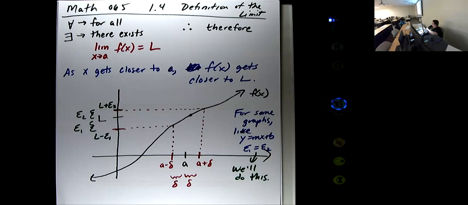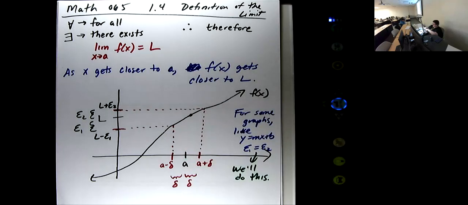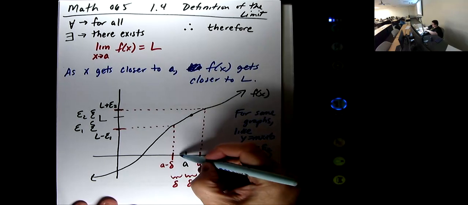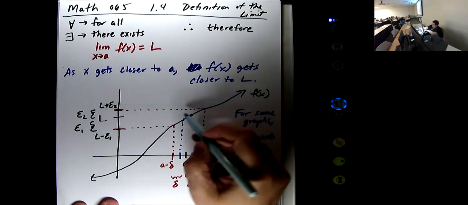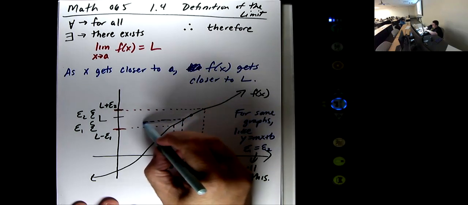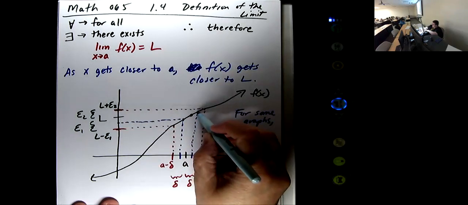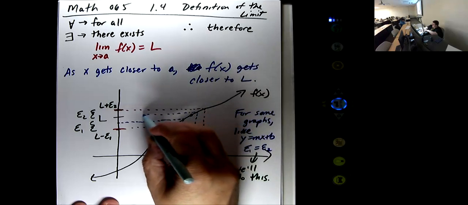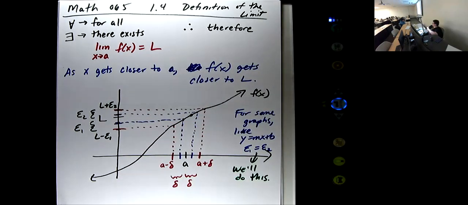Can you guys see that as delta gets smaller, let's say it moves in half the distance, right here and here, my window around L gets smaller also? Does that make sense?